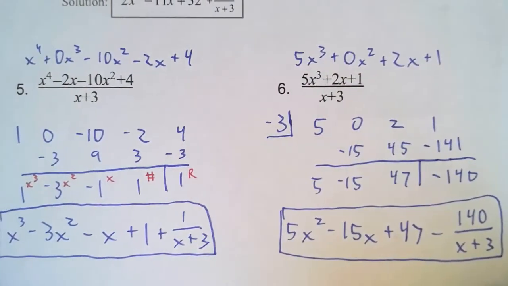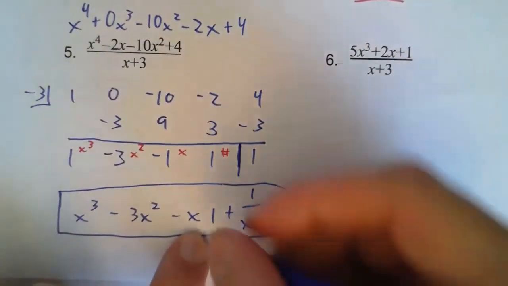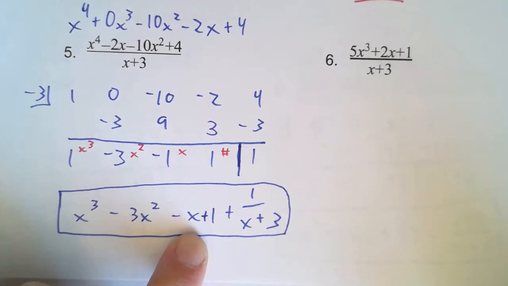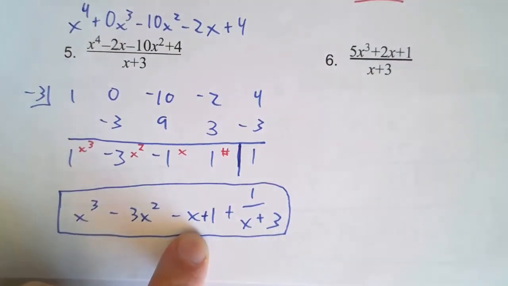Right, and there is your answer for number 6. 5x squared minus 15x plus 47 minus 140 over x plus 3. Or of course it could have had plus negative 140 over x plus 3. Either way. And I just realized on the other page here we forgot to write the plus, didn't we? On that last problem. Should have been a plus on number 5 between the negative x and the 1. Sorry about that.